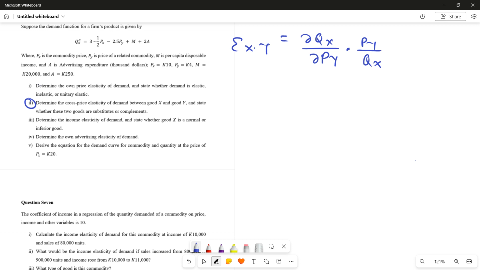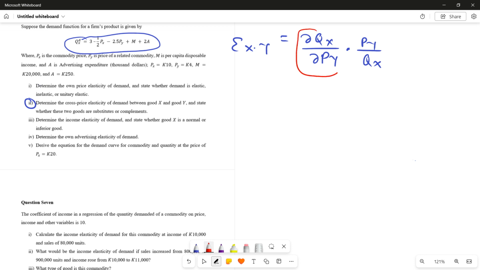Where PY is just the price of Y. QX is just the quantity of good X at the given values, which we've already found. The 20,000 something. Great, right? So let's get the first part, the derivative of the demand function with respect to PY.